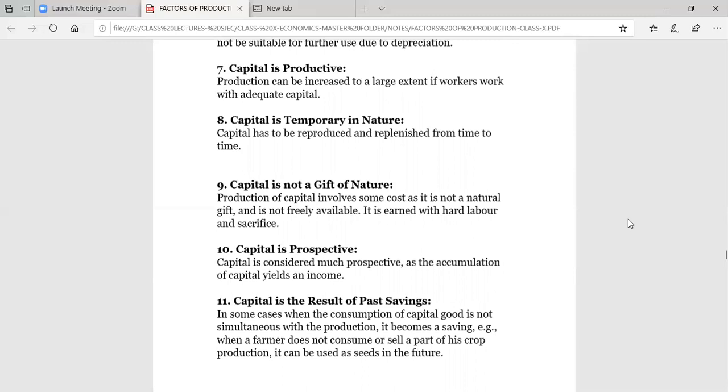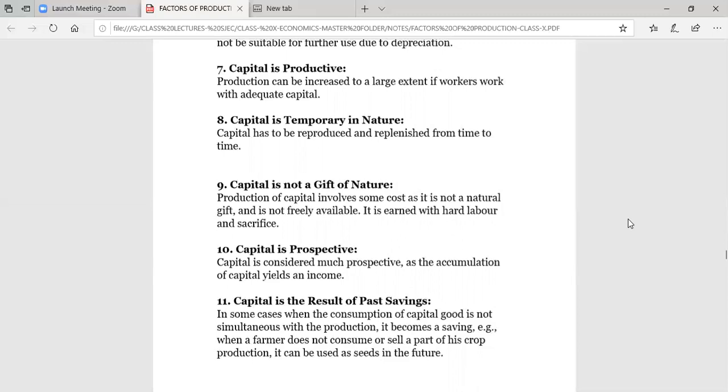Production can be increased to a large extent if workers work with adequate capital. If you have so many machines in your factory where workers are working, if they do the production by the use of machine, obviously the production will increase. Capital is temporary in nature. It is not fixed.